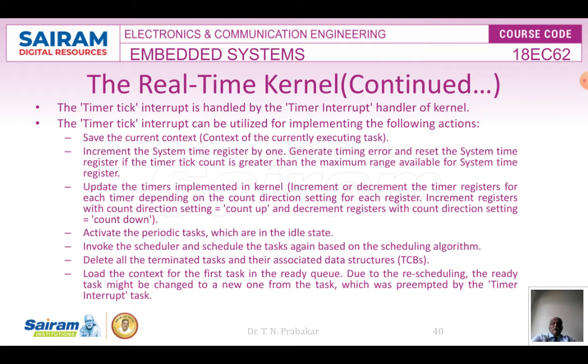And the timer tick interrupt is handled by the timer interrupt handler of the kernel. Whenever that particular timer tick interrupt happens, right, we have to save the current context. What is the current task that is executed and what is the current status of that? So that should be saved. Then I have to increment the system timer register by 1, and generate a timing error and reset the system time register if the timer tick count is greater than the limit. Suppose the task needs to be completed within that particular time interval, and it could not be done because of some errors. In that case, whether we have to reset the total system or whether we have to generate a timing error.